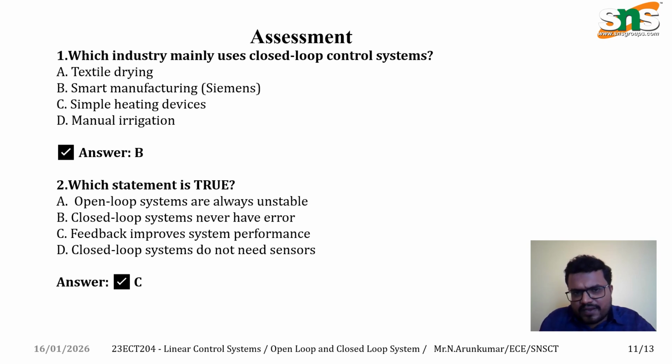Assessment. Which industry mainly uses closed loop control systems? Textile drying, smart manufacturing, cement, simple heating devices, manual irrigation. Smart manufacturing is the right answer, because they use a larger number of control units for closed loop systems. The second question: which statement is true? Open loop systems are always unstable. Closed loop systems never have error. Feedback improves system performance. Closed loop systems don't need sensors. The answer is feedback improves system performance, because we give feedback to the system so that the correct output is obtained, and the performance also improves.